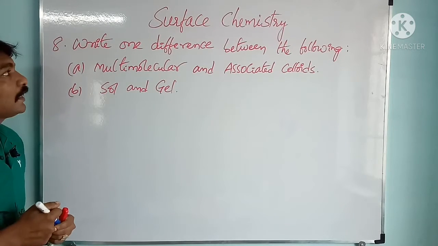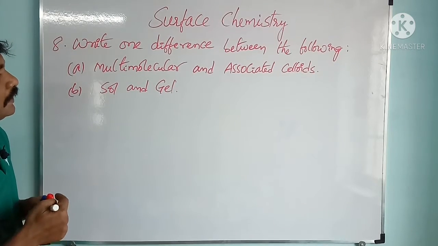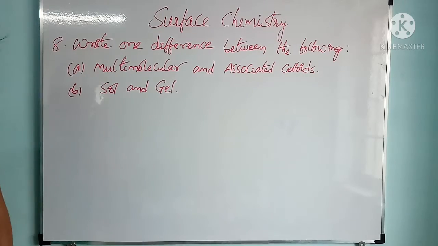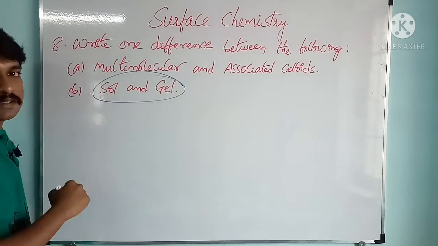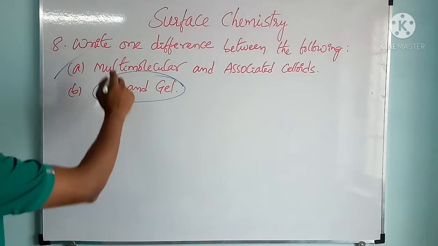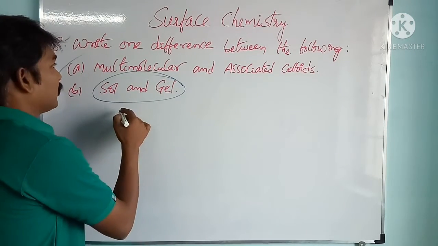Under the eighth one, they are asking: write one difference between the following terms. They given multimolecular and associated colloids, and under B they given sols and gels. We already discussed sols and gels. You refer to the previous one and check. The first one is multimolecular and associated colloids. Multimolecular.